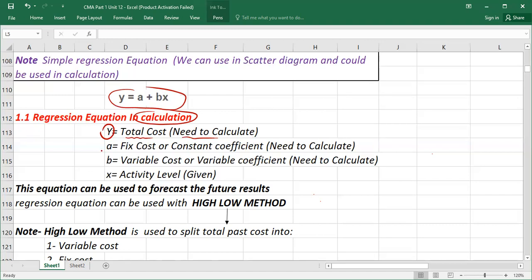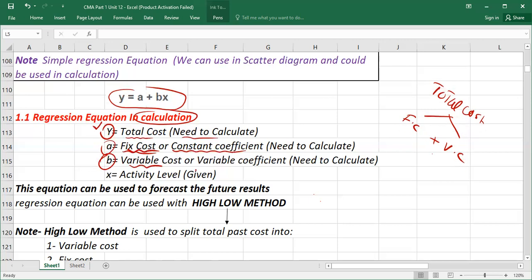Then what is A? A stands for fixed cost. Because obviously, guys, total cost is always the combination of fixed cost plus variable cost. If y is your total cost, which we will calculate, then A is always your fixed cost. And fixed cost is also called constant coefficient. Please remember this word. Constant is the word for fixed, right?